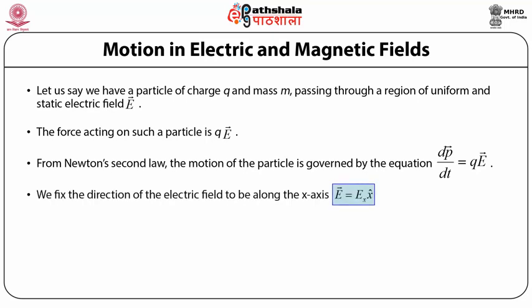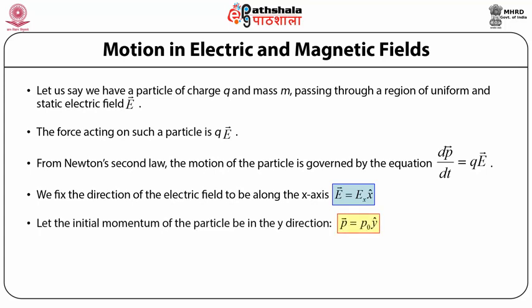So, if we fix the direction of the electric field to be along the x-axis, that is E = Ex x cap, let the initial momentum of the particle p naught be in the y direction, that is p = p naught y cap. Our aim is to determine the trajectory of the particle passing through such a region. It is clear that the trajectory will lie in the plane containing the electric field and the initial momentum, that is, in the xy plane.